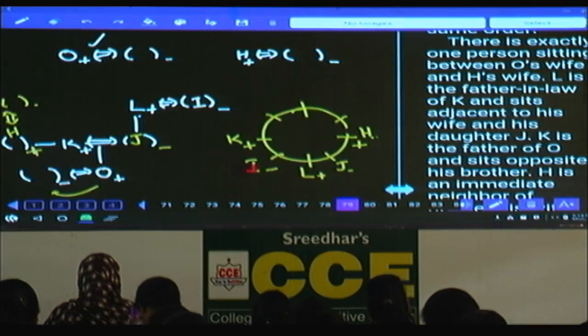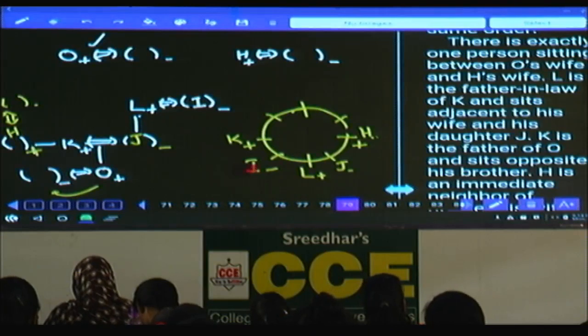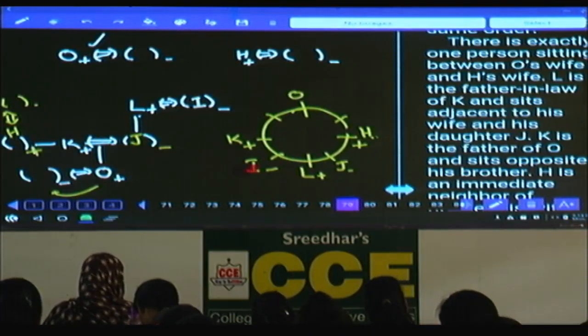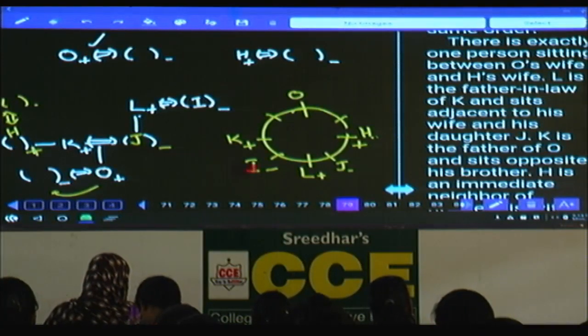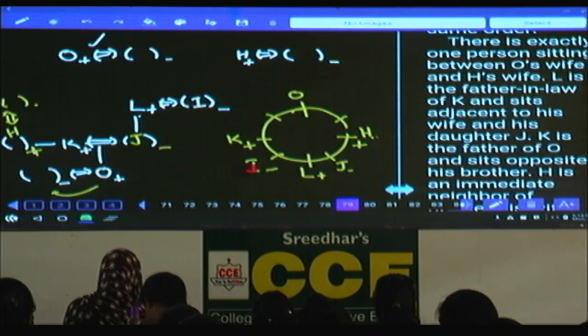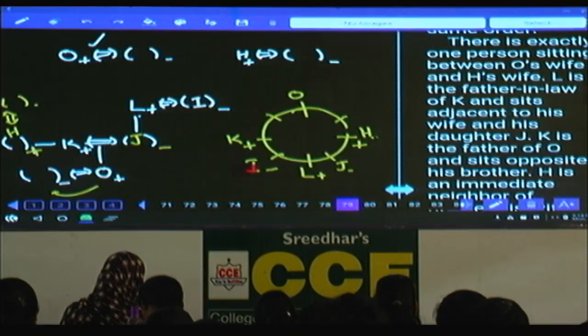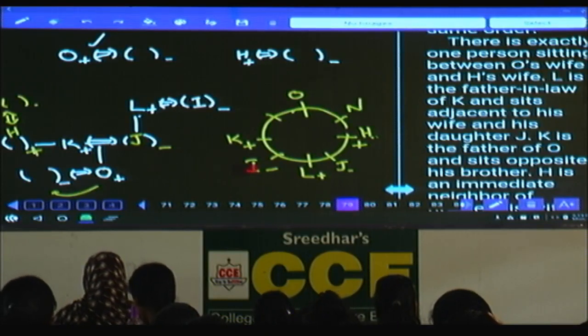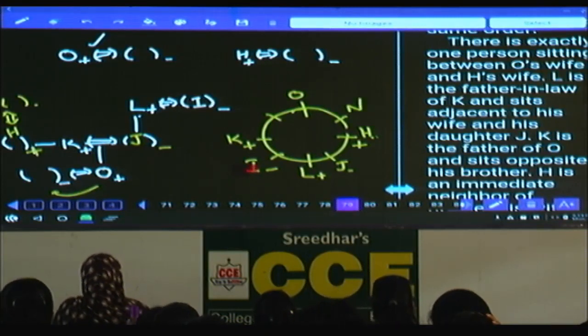O sits 3 places away from his grandmother I. O is 3 places away: 1, 2, 3. O must be at this place. O is here. And O is opposite to whom? O is opposite to L. I has only one child. No two males and no two females are seated adjacent to each other. N sits to the left of K. 1, 2, 3. N must be at this place.